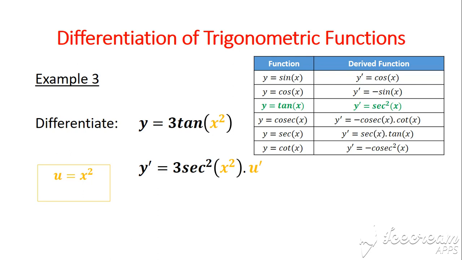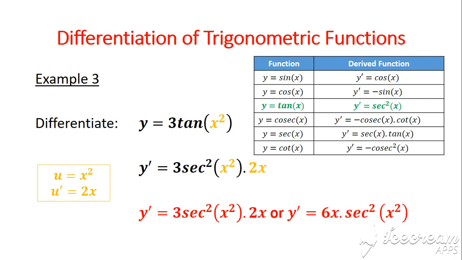Now, if we come back to the box and work out u dash is 2x, then we can replace u dash with 2x, and we can write down our final derived function. There will be some people who will want to multiply the 3 by the 2x and write it as 6x times sec squared bracket x squared.